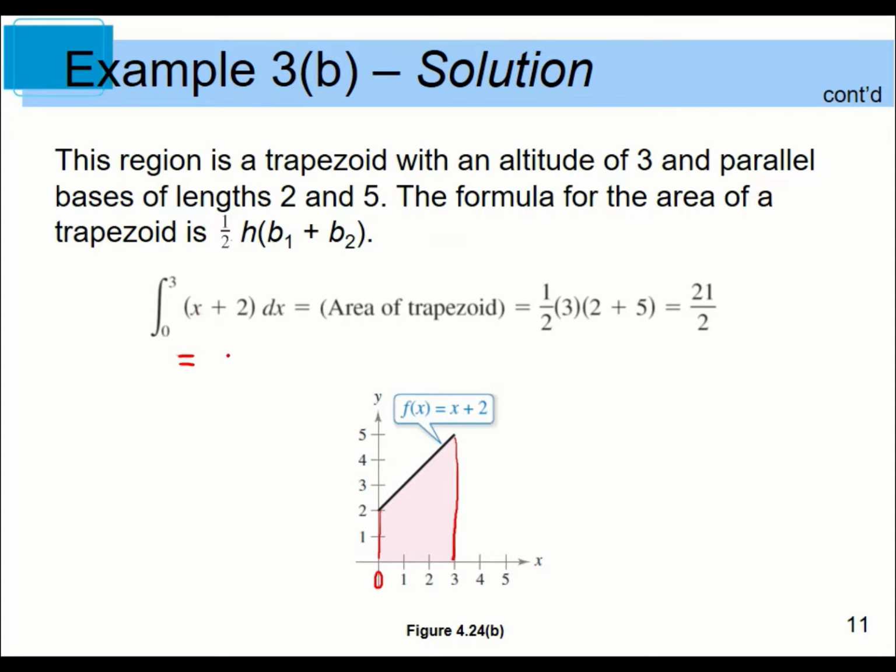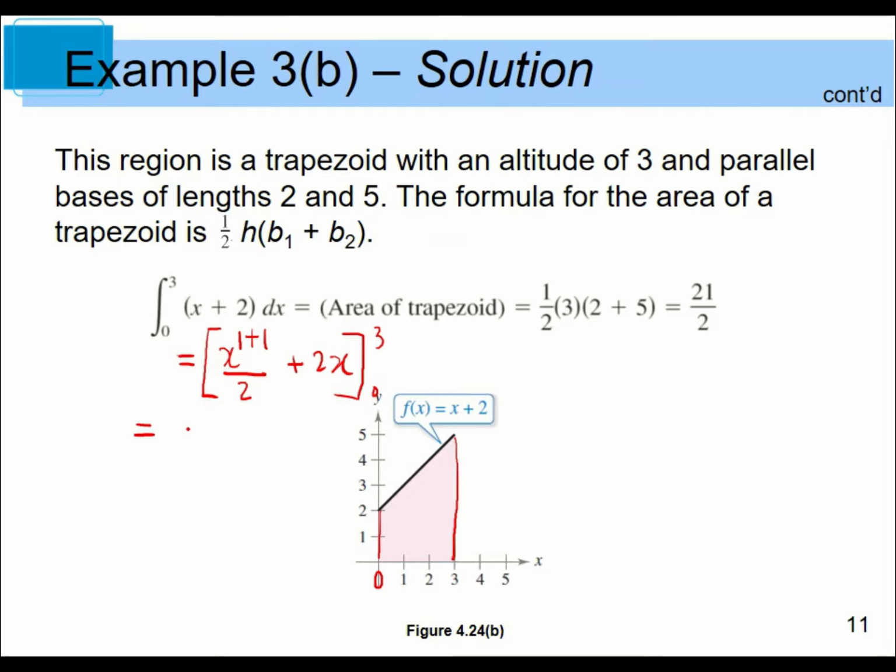So if we integrate, what do we have? First we have x, the power is 1 plus 1, we get 2, divided by 2. And we integrate 2, we get 2x. After that, we are going to put the values 0 and 3 right behind here. Now we are going to substitute the values into the function.